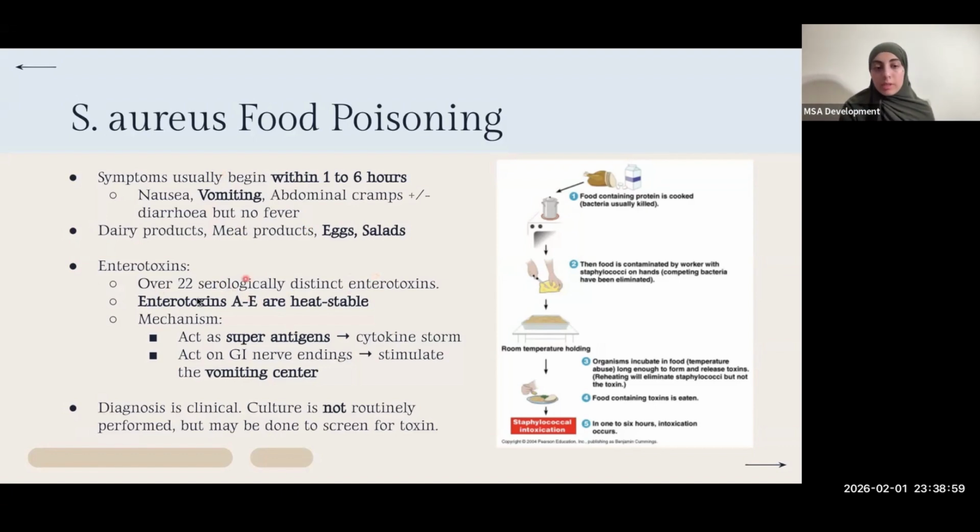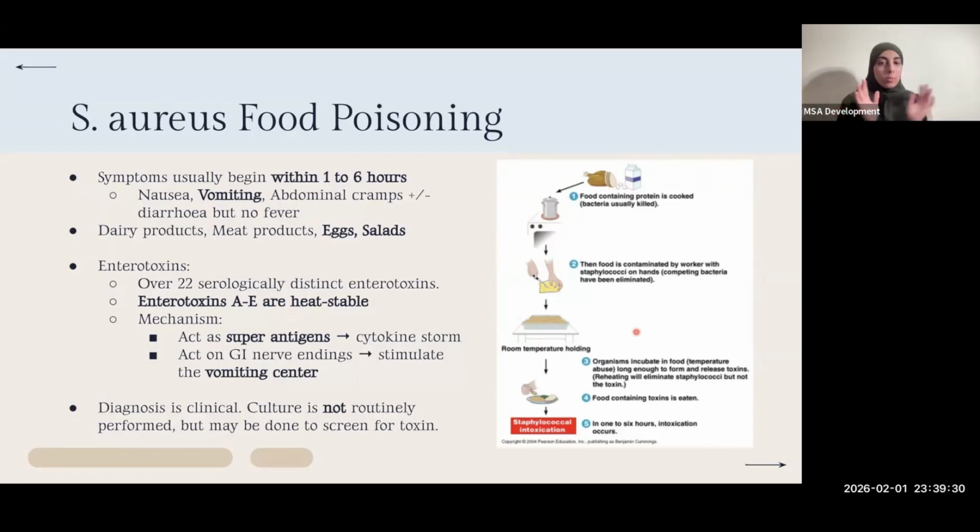You have different types of enterotoxins. The ones that are heat stable are A to E, okay? Enterotoxin A to E are heat stable, so even if you, okay, so let's say you prepared food, okay, and then you left this food outside, or someone who was contaminated prepared the food, so now the Staph aureus is in the food, okay, and then you heated this food, so you killed some of the bacteria.